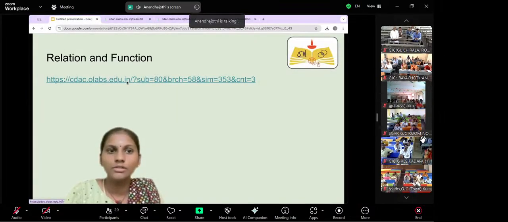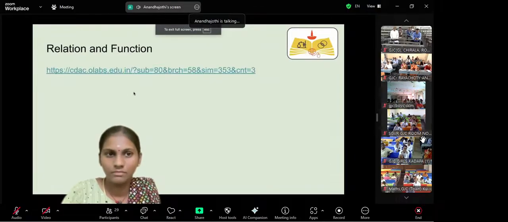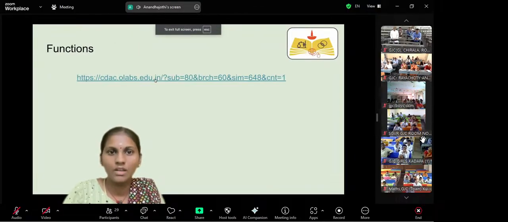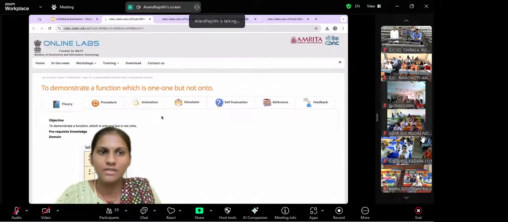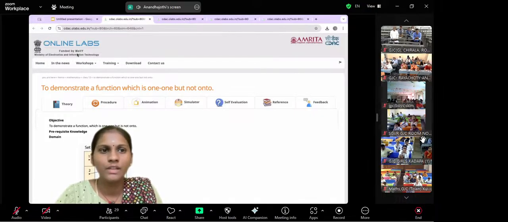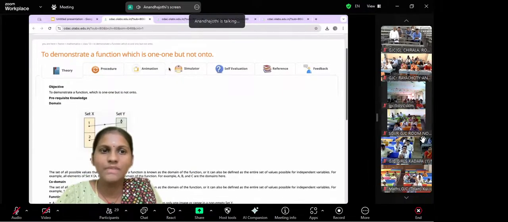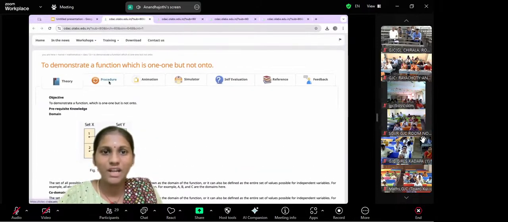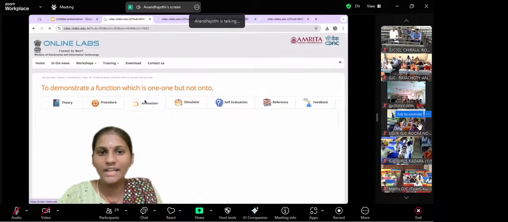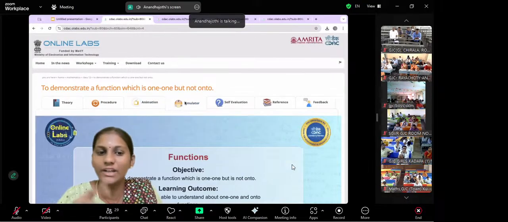Okay. So our next simulation is about functions. This simulation also I take from OLabs, online labs of the Ministry of Electronics and Information Technology. Here also they provide theory about functions and the procedure, and here is the animator, and we directly get into the simulator.